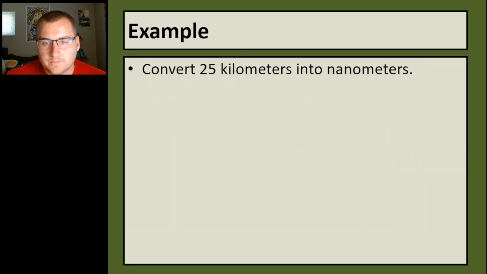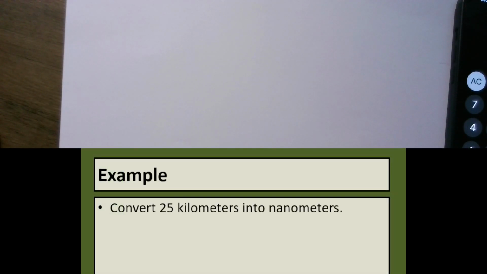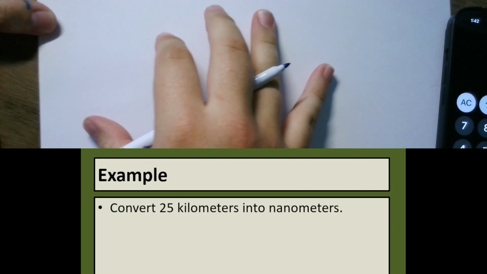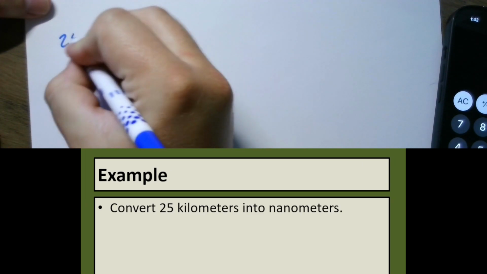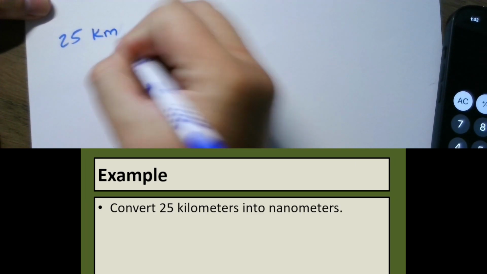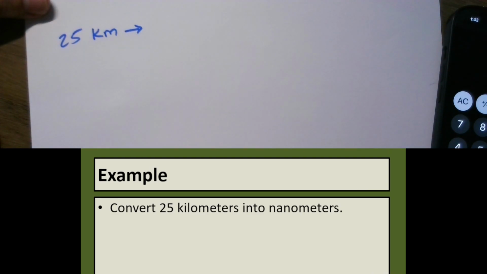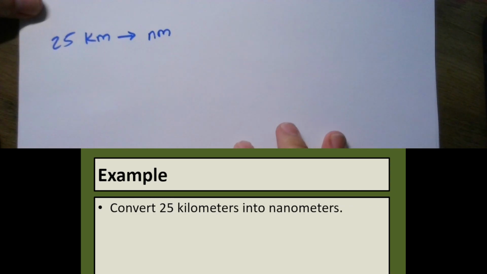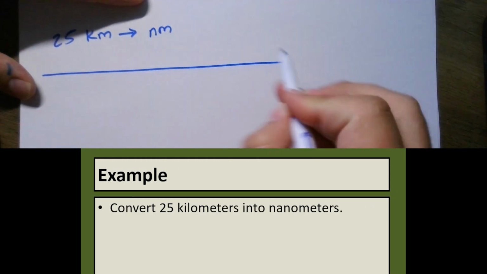Okay. So I have a handful of examples we're going to go through. Some of them are with unit conversions like this, and then some of them get a little bit more complicated. So I want to convert 25 kilometers. So that's what I'm starting with. 25 kilometers. And I want to convert it into nanometers. All right, I'm going to draw my train track.